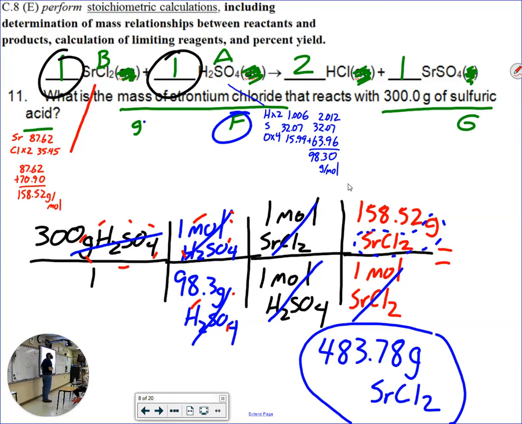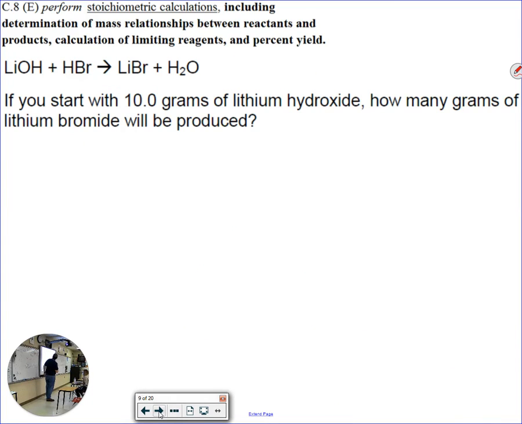So I want to maybe look at one more. Okay. Let's find one that's maybe not that helpful. 10 grams of lithium hydroxide. That's about the same. We can do another one just like that last one if that would be good. Cool, let's do it. Alright, so if you start with 10 grams of lithium hydroxide, how many grams of lithium bromide will be produced?